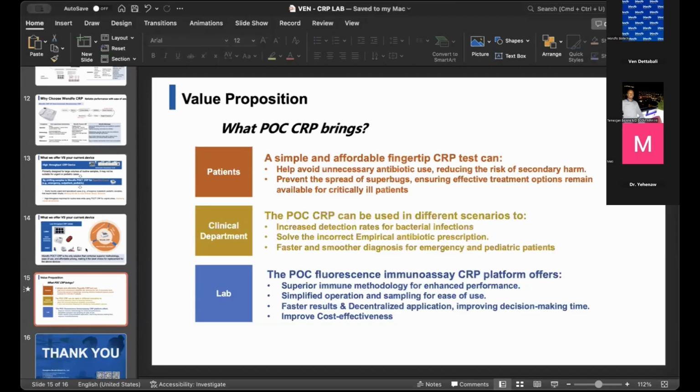But perhaps most importantly, CRP-guided testing plays a major role in combating antimicrobial resistance. So it helps reduce unnecessary antibiotic prescriptions by as much as 64% in certain studies. So to end, OneFu CRP solution is more than just a diagnostic tool. It's a step towards smarter, more accessible, and more compassionate healthcare. So let's take this innovation forward together.